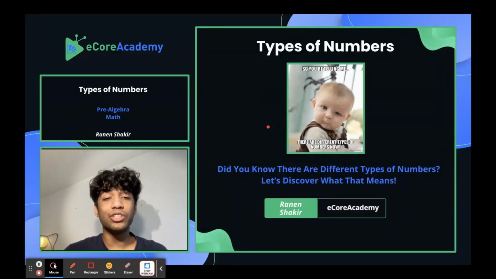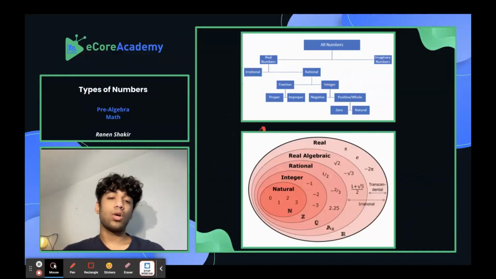There are more than just your 0, 1, 2, 3, 4, 5. There are a whole lot of different types of numbers, some of which we won't even talk about in this course, which are used further on in higher level math. So without further ado, let's get started. These are two graphics that we will come back to, especially the first one, to see how everything is intertwined.